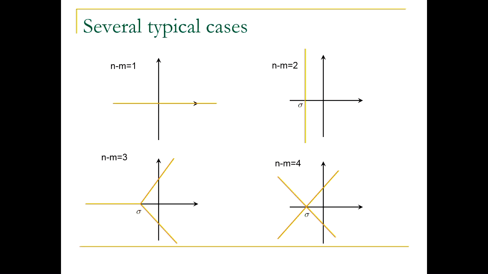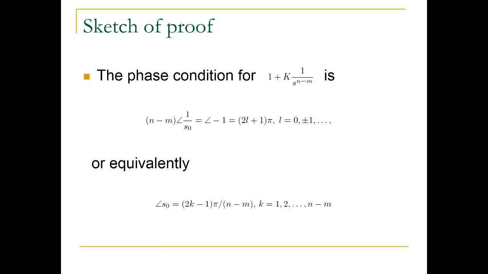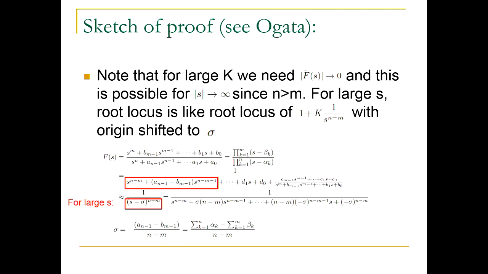Now, where this sigma is, well, we gave you the formula before, so this is the formula. We have to plug in all the poles and zeros and the relative degree. By the way, n minus m is the relative degree of the transfer function f. So you plug it into this formula, and you get where all these asymptotes intersect the real axis.